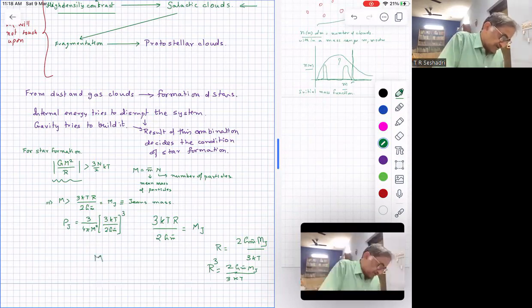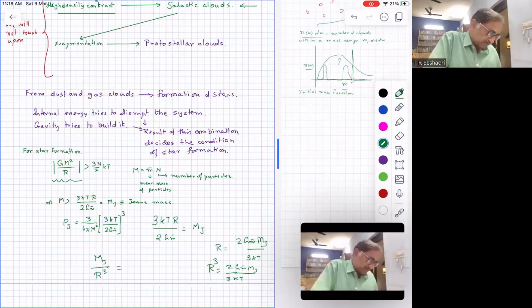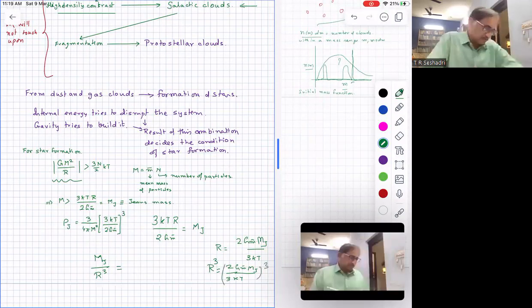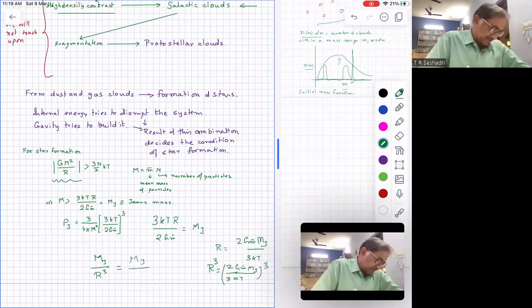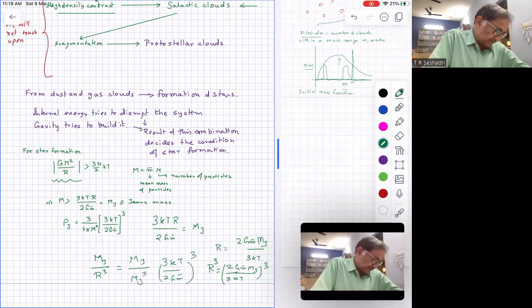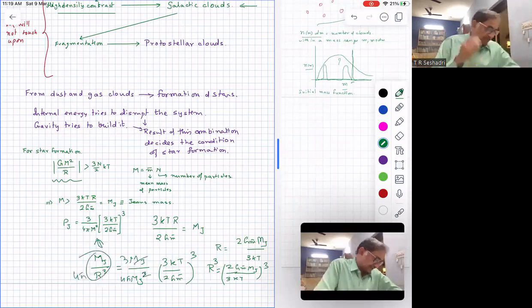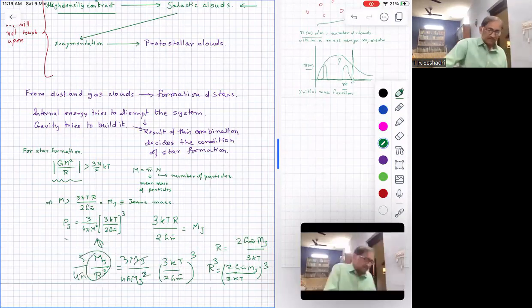And so mj by r cube is equal to mj divided by 3 into 3 kT by 2 m bar cube mj cube. I mean, there is a 4 pi 3 factor, of course. And this cancels to give me 2, and that's what you give me. This is the density. So the density corresponding to this gene's mass is this.